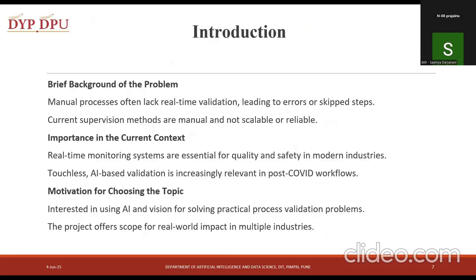Introduction. Our project addresses the need for validating manual tasks in real time. In many industries, like manufacturing or healthcare, validation is often manual, slow, and error prone. Especially after COVID-19, there's a great push towards touchless and automated systems. We were motivated by the real world potential of using AI and computer vision to solve this challenge, automating process supervision and validation for better accuracy and efficiency.